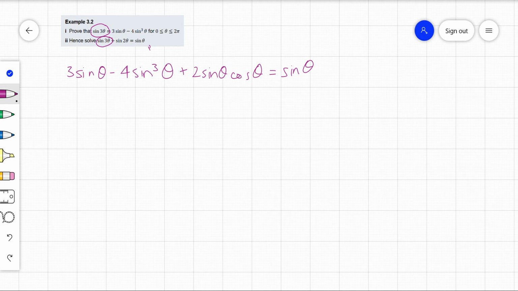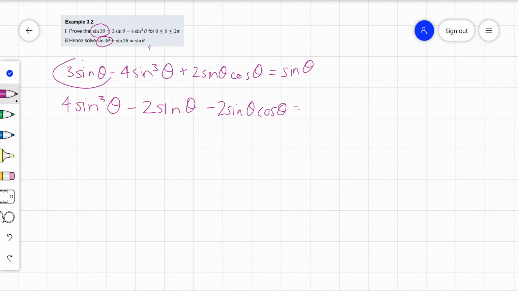So if I put everything on one side, actually I'm going to think about putting everything on the right hand side. So I'll make this a positive. So I'm going to get sine cubed theta, and then I'm going to look at the sine thetas, and I'm going to get a negative 2 sine theta, because this will become negative on the other side with a positive 1. And then I'm going to put this on the other side too, so negative 2 sine theta cos theta. So I've still got that cos theta, which is a bit annoying.